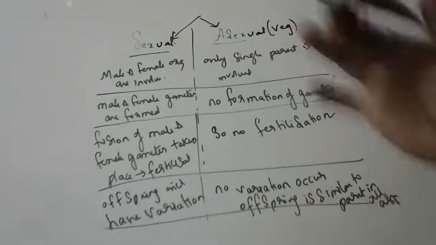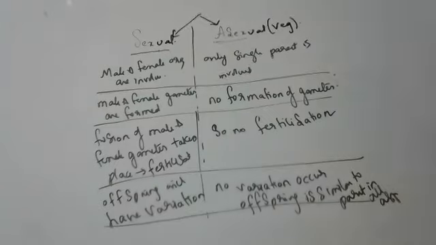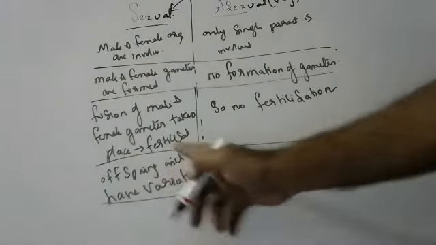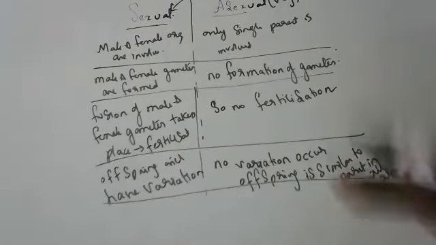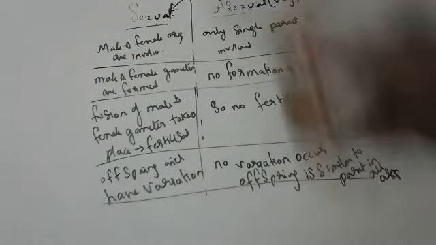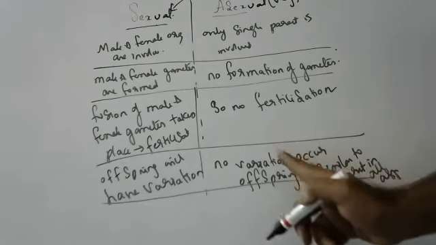Okay, in movies they will show children as if a hero's son will be there, but it won't happen in real life, children. Offspring will have some variations. Why? Because fertilization occurs. Now let me know, anyone: is it good that variations occur, or is it good that variations do not occur, children?